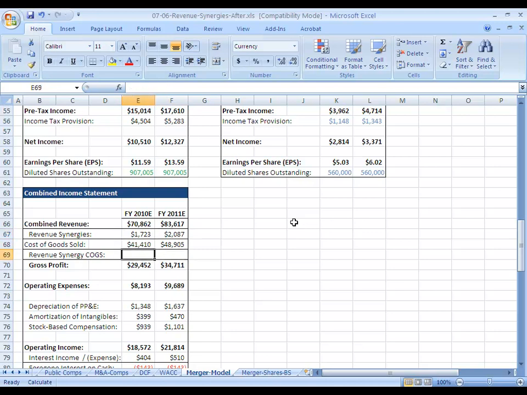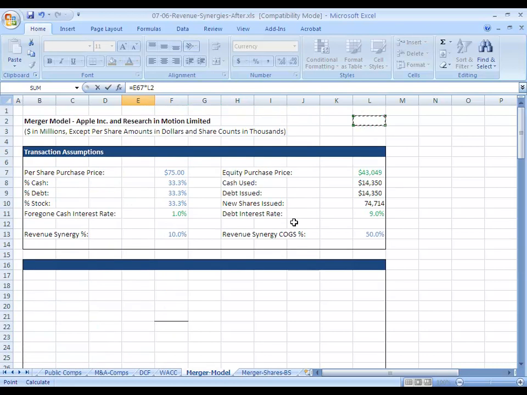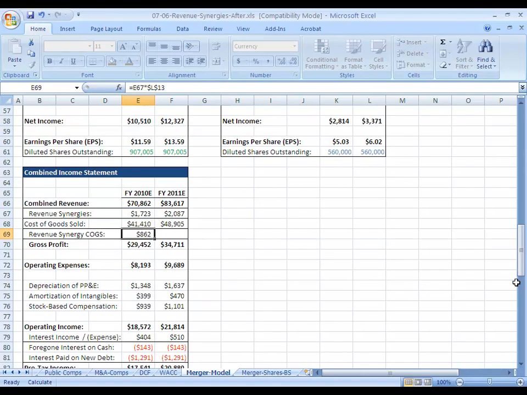Now we're also going to have to assume a certain cost of goods sold on that. So we're going to take the revenue synergies right here and then go all the way up to the top to our assumptions and multiply by what we're assuming for cost of goods sold here, the 50% number. And I'll anchor this with F4. So we have that, and I'll copy that over to 2011 as well. So here we're assuming a 10% increase to Research in Motion's revenue, and along with that, on that additional revenue, we're assuming a 50% margin in this case.